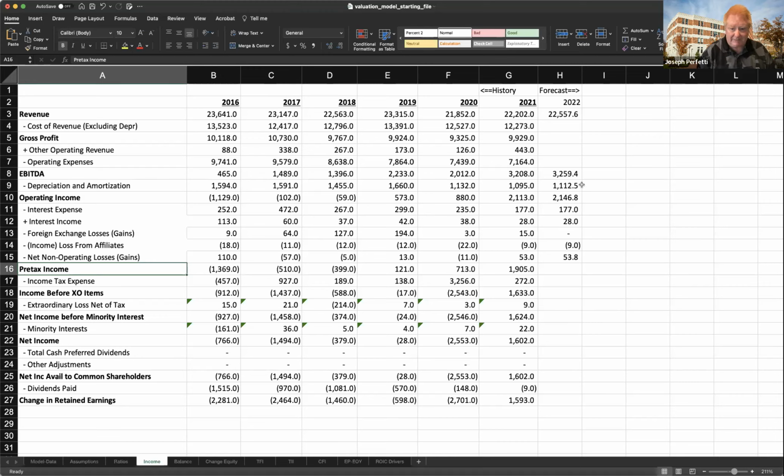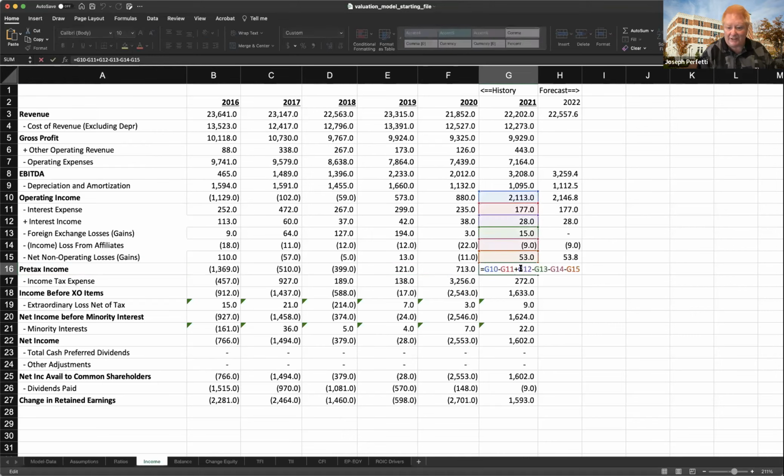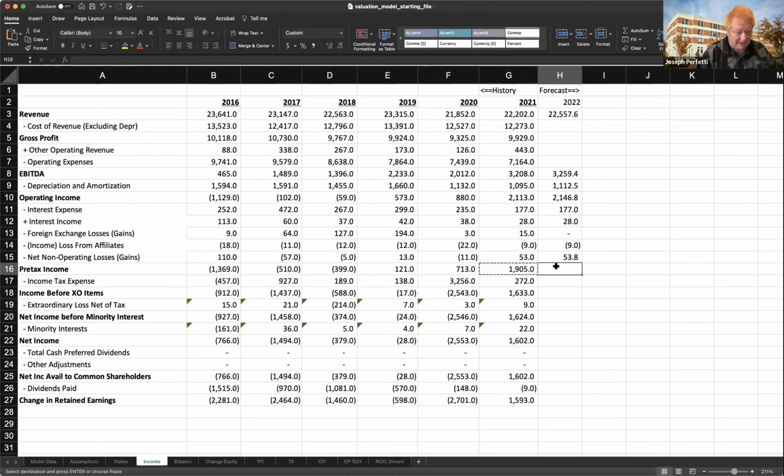Now for simplicity, if you go to cell G16, you'll see I've already done that. I've already put in the right pluses and minuses based on everything on the left. So just to be lazy, we're going to take cell G16, copy it, go to cell H16, paste it, and we will get the right pre-tax income of $1,953,000,000.